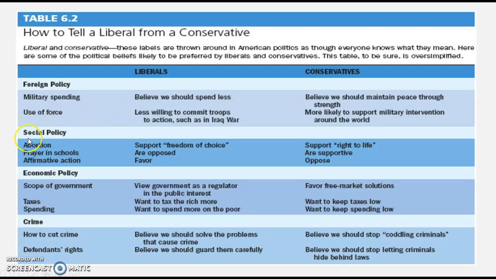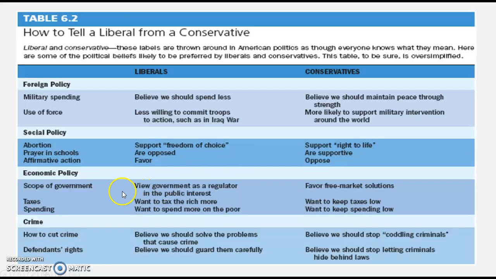When you go to social policy, this is where very big, stark differences begin to emerge, especially here. Abortion: liberals support freedom of choice, versus conservatives, right to life. And these are sometimes defining issues that can mobilize each side of the aisle.